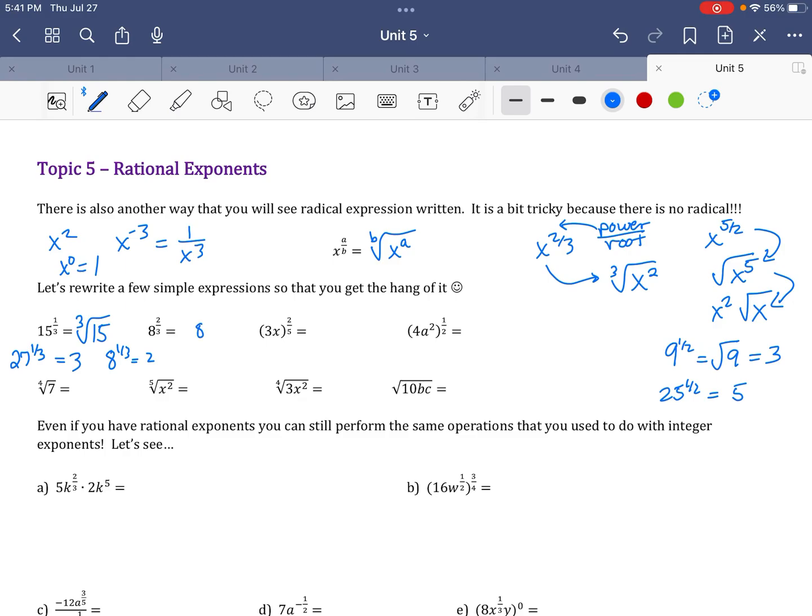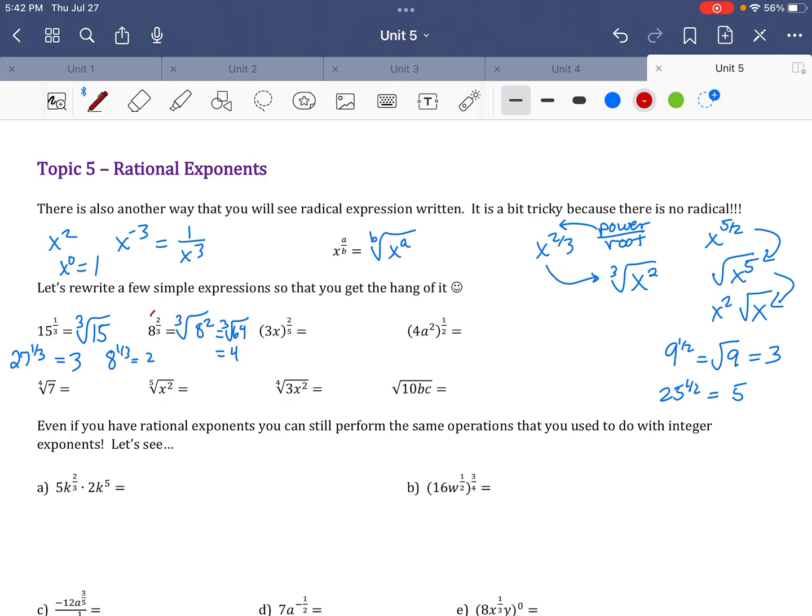Okay, all right, so over here, 8 to the 2/3, so that means 8 squared goes inside, and then you have a cube root. Well, 8 squared is 64, so that's the cube root of 64. And I know how to do this. I know the cube root of 64 is 4.